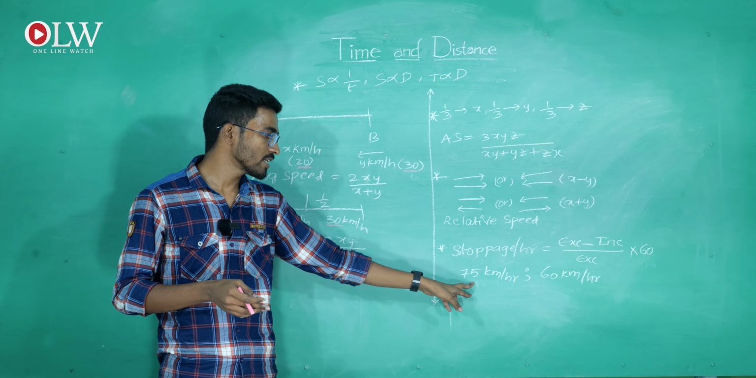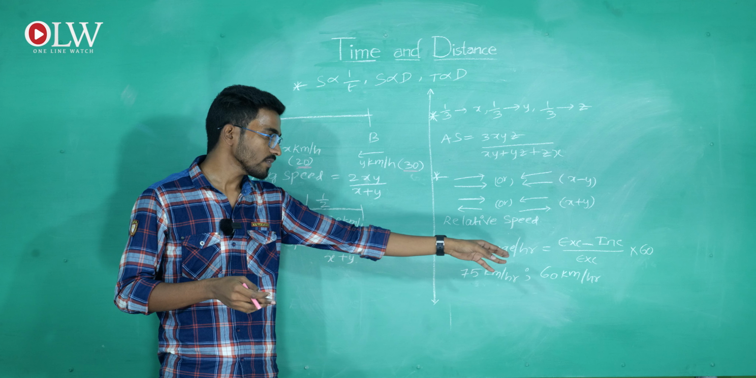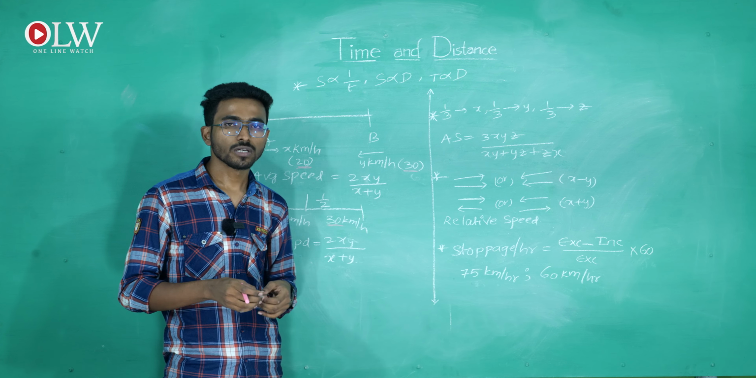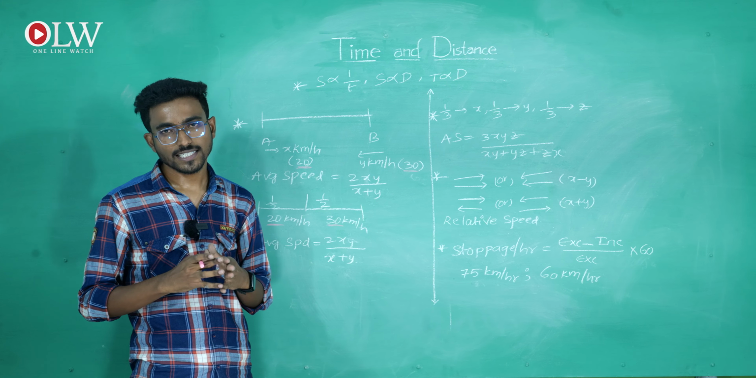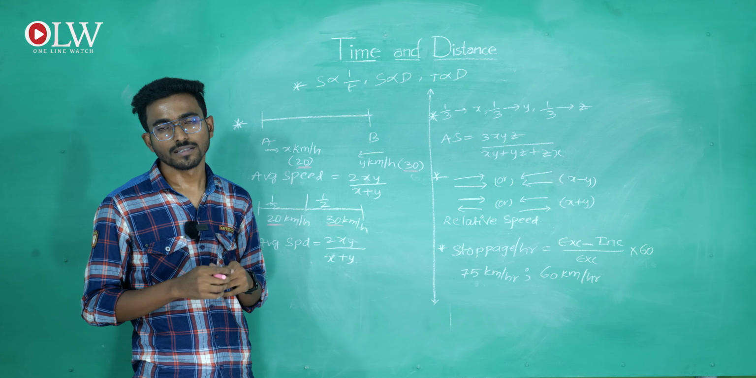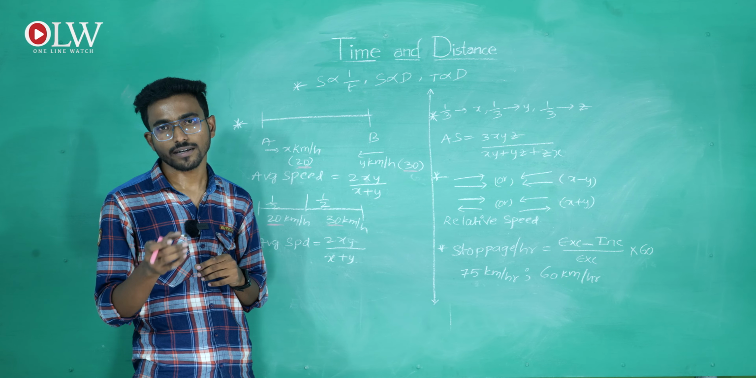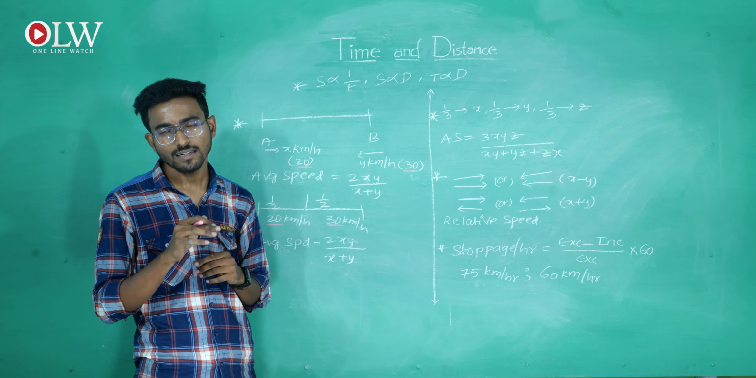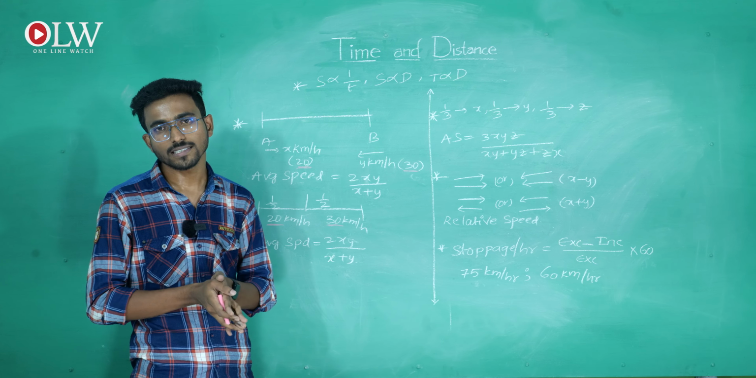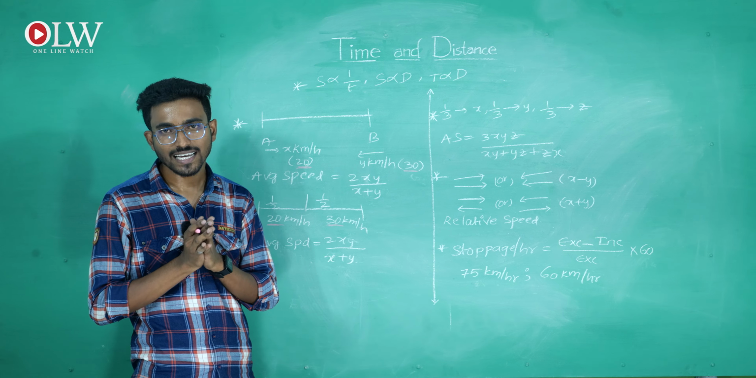Here excluding speed how much? 75. Including speed is 60. So 75 minus 60 by 75 into 60. 75 minus 60 how much? 15 by 75 into 60. Cancellation: 15 5s are 75, 5 12s are 60. So 12 minutes is the halting time at stations.